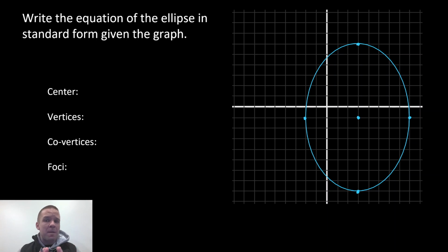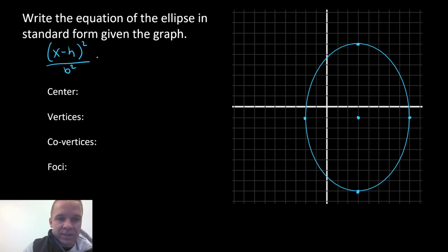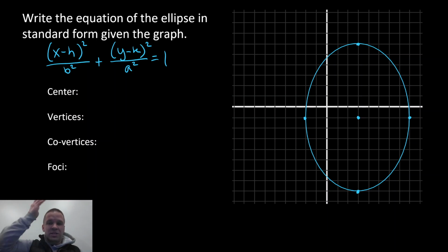This one has a major axis going vertically, so our a is going to need to be associated with that y. So I'm going to have x minus h quantity squared over b squared in this case, plus y minus k quantity squared over a squared in this case, equals 1. Since my major axis is vertical, it's longer going up and down, that a value is associated with the y.